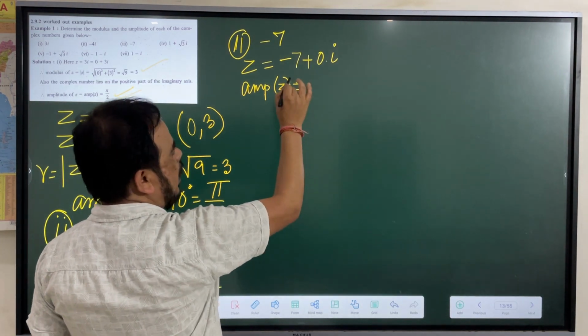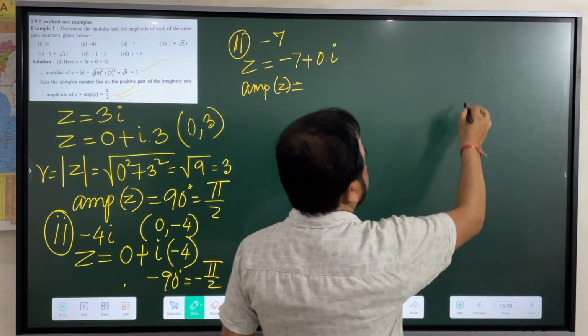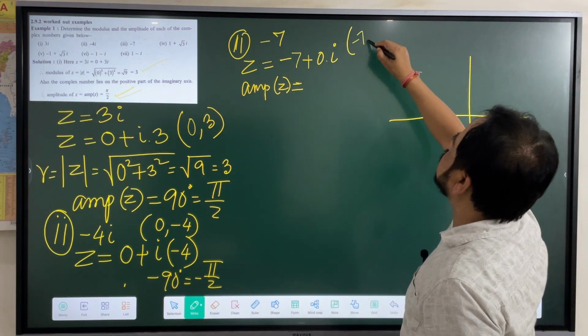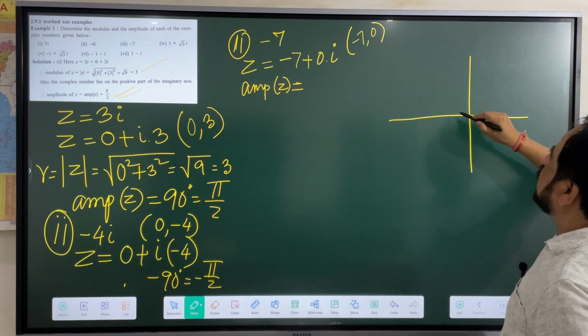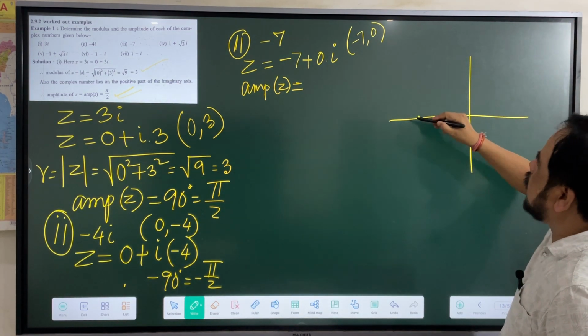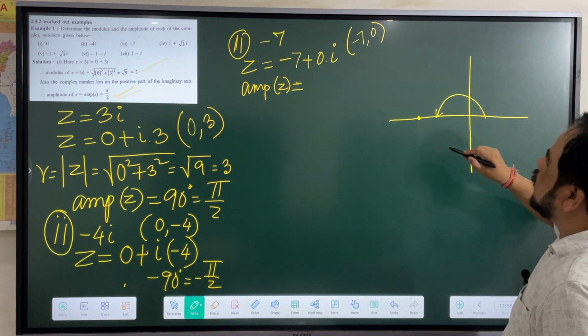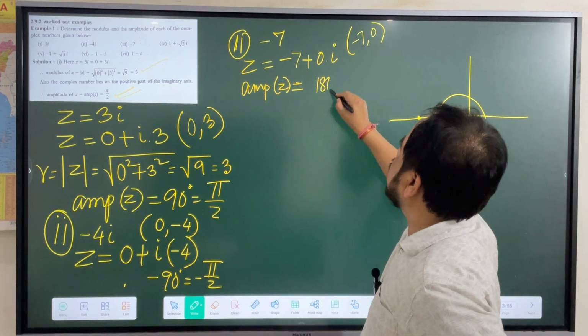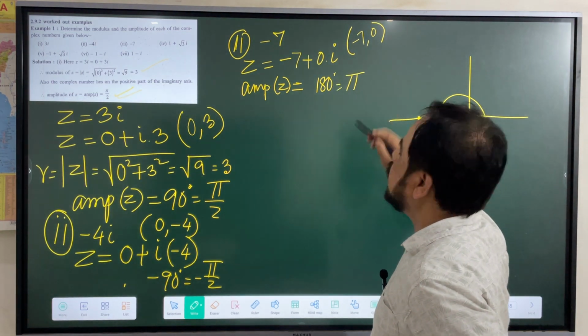Amplitude of z we will write directly here, because y is 0. What is the point? The ordered pair will be minus 7, 0. Counting 1, 2, 3, 4, 5, 6, 7, 0 is here only, so this side we have counted. Theta is 180 degrees, or we can write directly pi.